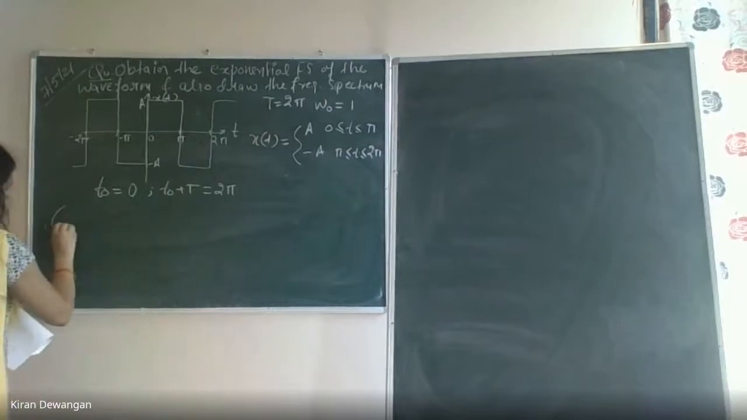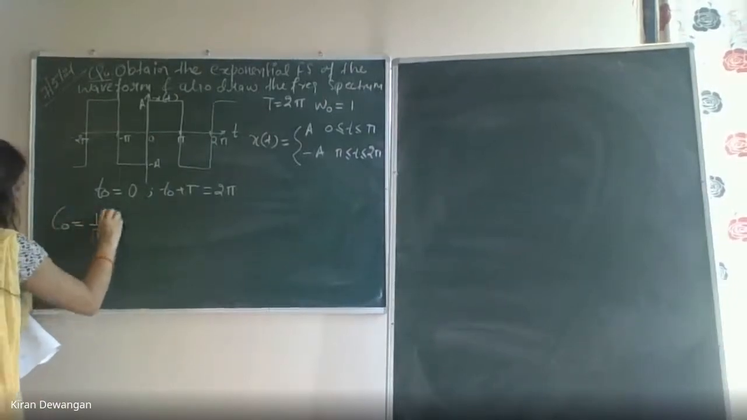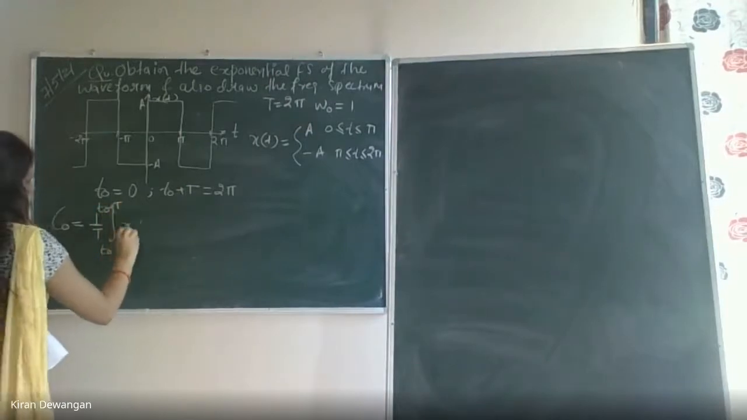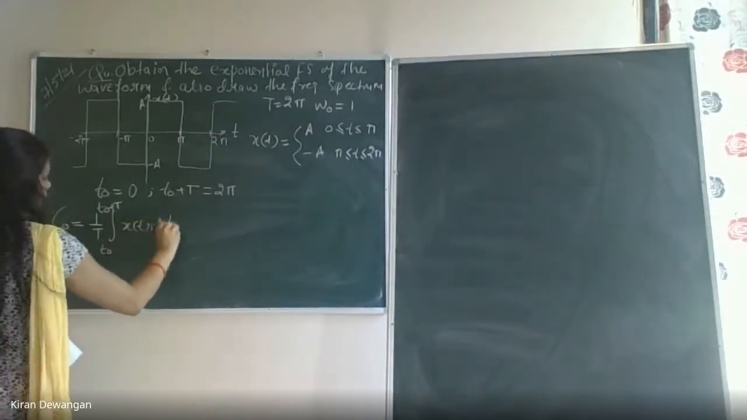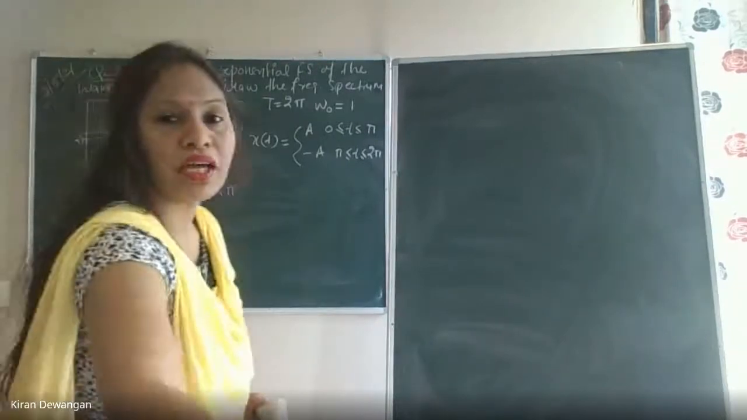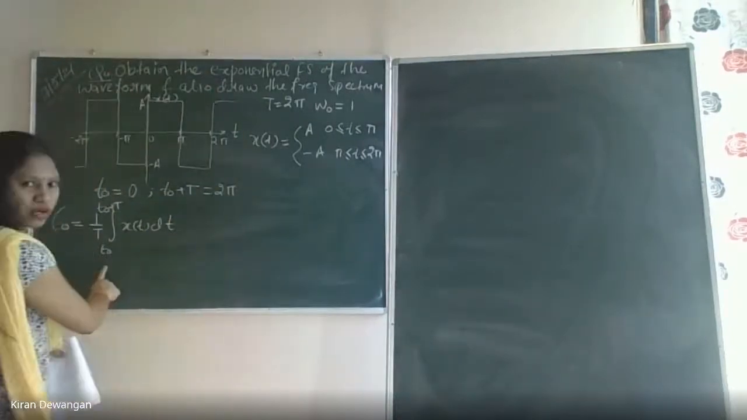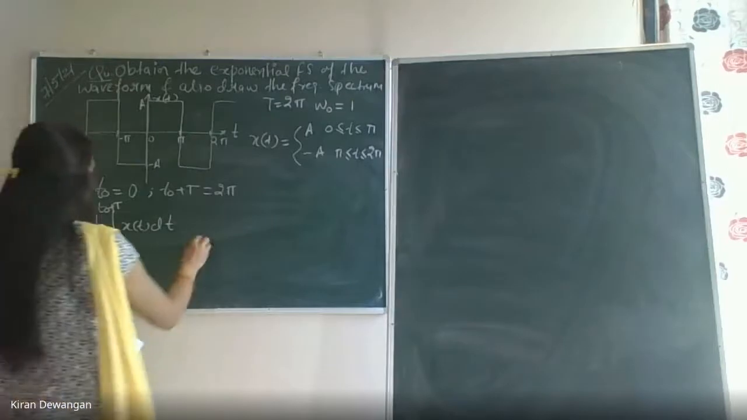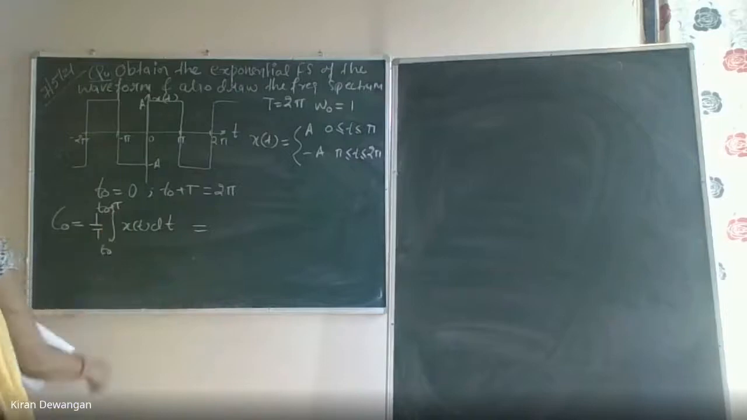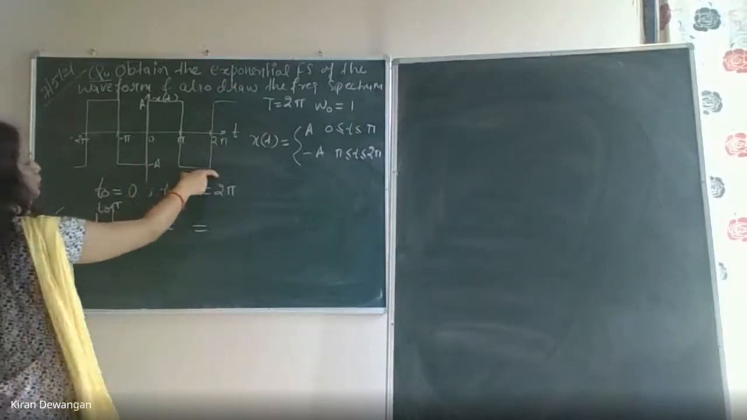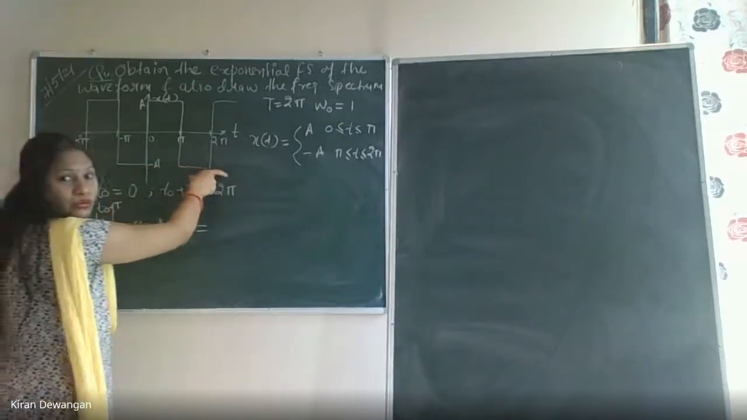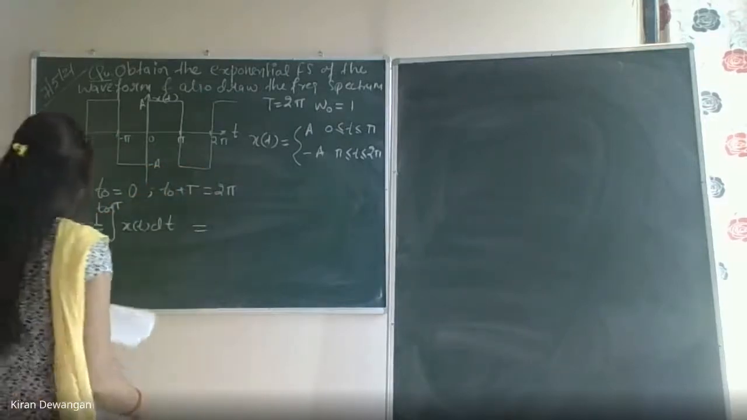Then we have to calculate C0, which is 1 by T times the integral from T0 to T0 plus T of x of t dt. This is the formula for C0, and it is the same as the formula for small a naught and capital A naught. We have two different limits: 0 to pi, where the value is different, and pi to 2 pi, where the value is different. So we'll have to bifurcate it.